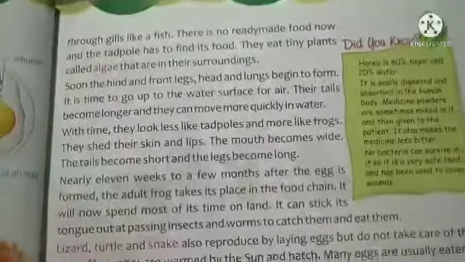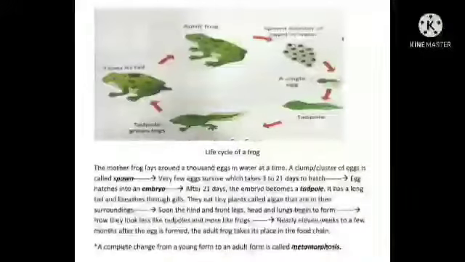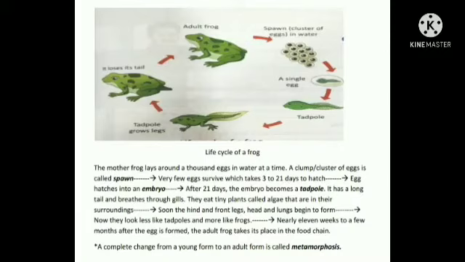Very useful information. So children, this was the life cycle of a frog, how they start growing from an egg and how they become a tadpole and then become an adult. Now we are going to understand this by using a visual.